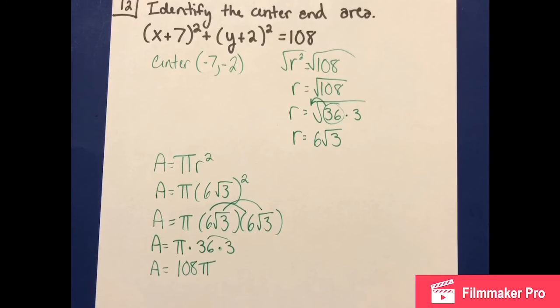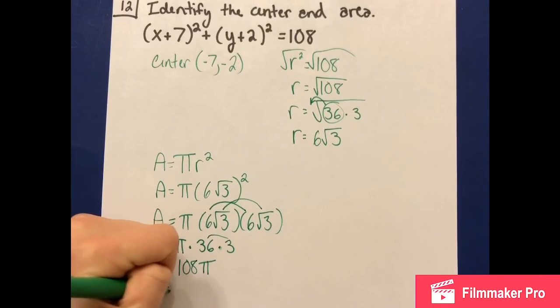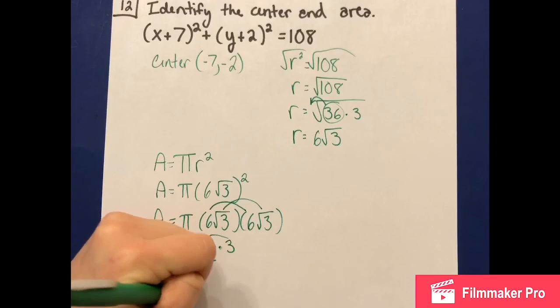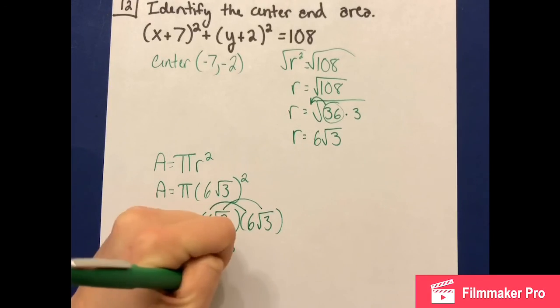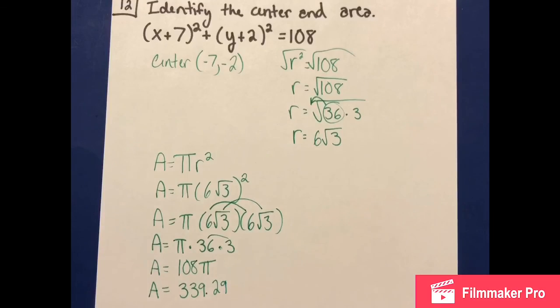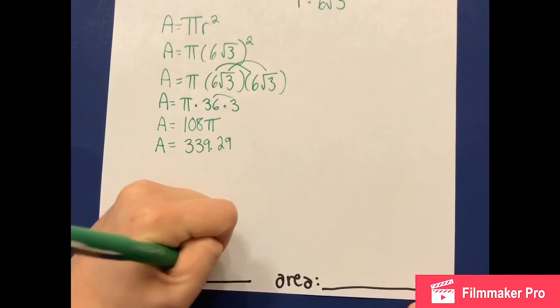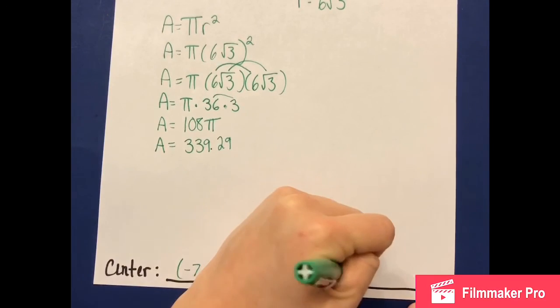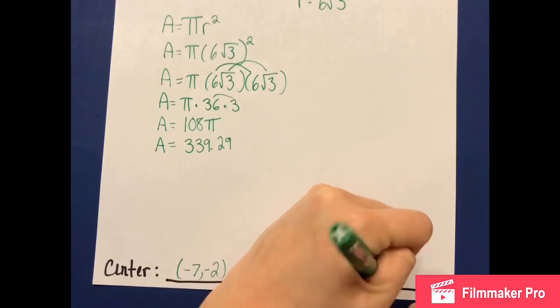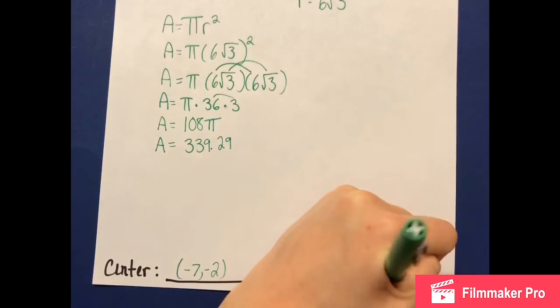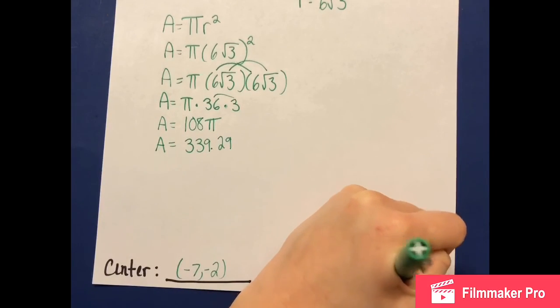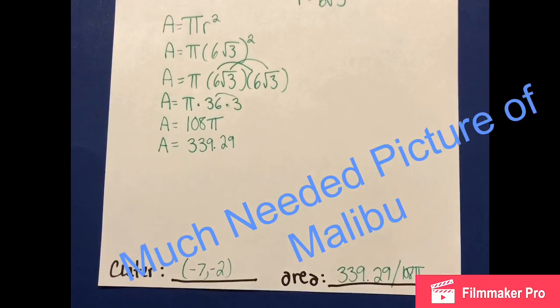Remember, we have to leave it as two answers: in terms of pi, in terms of decimals. So area is equal to, put that in my calculator, 339.29. Let me go down to the bottom, fill out what I have. My center is negative 7, negative 2. My area is 339.29 and 108 pi. That's it.